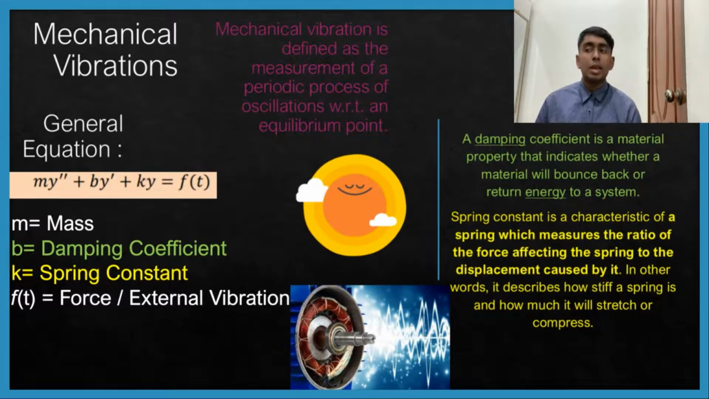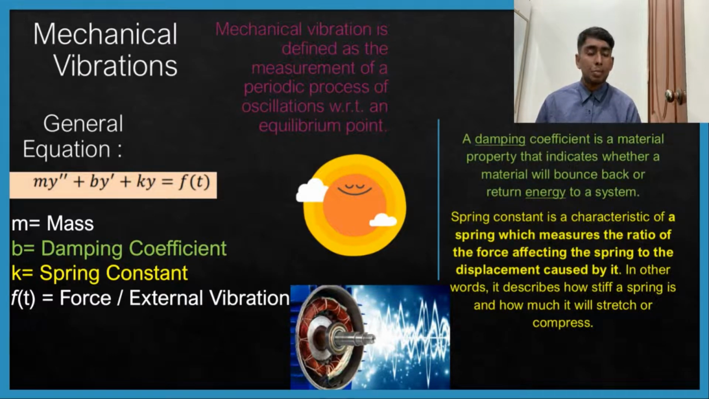What is b? b is the damping coefficient. What is k? k is the spring constant. And finally f(t), the value that we are looking for, which is force, or we can also call it external vibration. I will explain more about the damping coefficient, which in the equation we see as b.